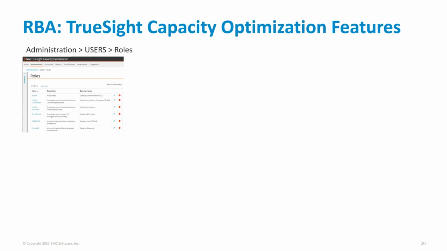For example, the out-of-the-box RSSO group named capacity_view is mapped to the TSCO user role named Operator in uppercase. This role allows access to the capacity views and investigate studies on the TrueSight console, and only access to the reports tab in the TSCO console. It may not use any other features nor browse the workspace domains.